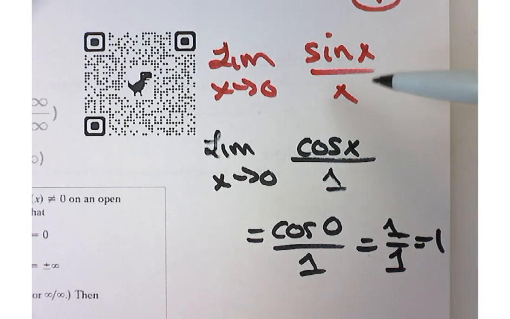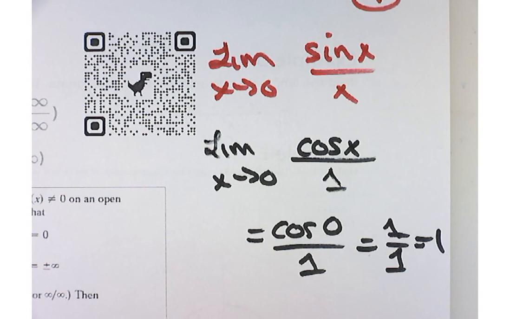Now in Calc 1, to solve this without L'Hopital's rule, you have to use the sandwich theorem. You have to come up with some crazy upper and lower bounds and then show that they're going to the same place. It's a real pain. This is a two-liner now. This is a lot easier than it would be without L'Hopital's rule. So that's really cool.